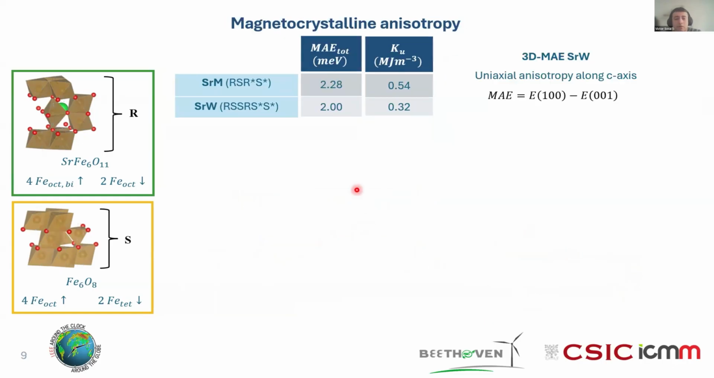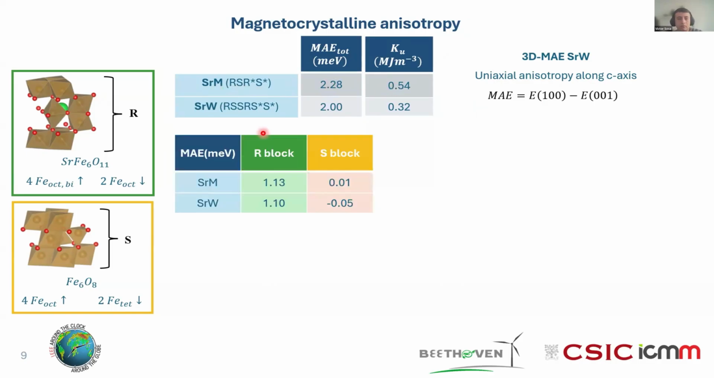Then we can calculate the magnetocrystalline anisotropy. Both materials, M-type and W-type, have uniaxial anisotropy along the z-axis, so we can calculate the anisotropy as the difference in energy between a spin configuration in plane and perpendicular to the plane. What we found is that the anisotropy is higher for the M-type hexaferrite. There are two reasons for that.